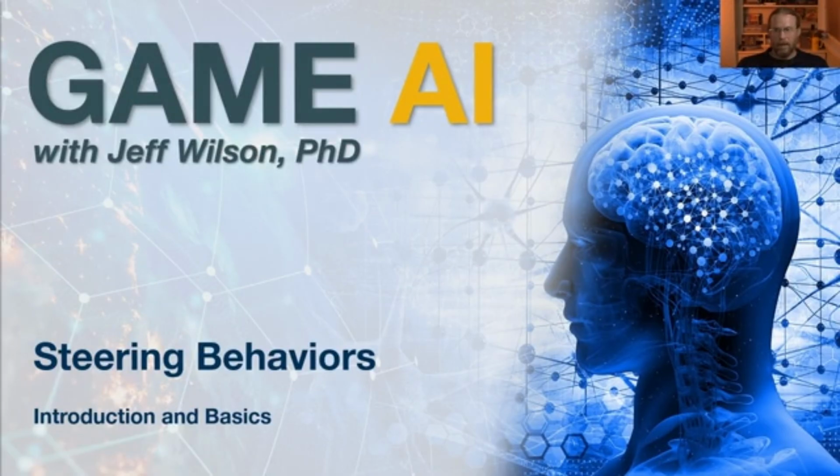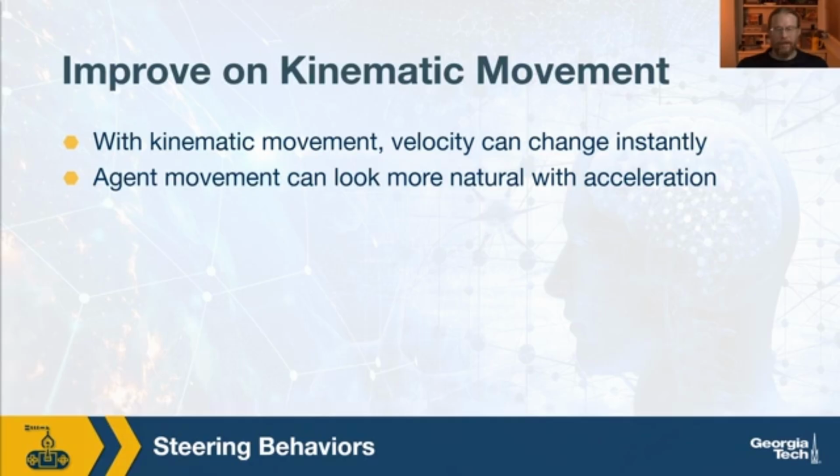All right, so first of all, recall that with the kinematic movement that we've seen previously, we were directly assigning velocities to the agent. So that meant we had these instantaneous changes of velocity. These were effective in accomplishing some sort of character translation through the world, but the actual agent movement did not look natural, and it can look a lot better if we could introduce acceleration. So that's the whole premise of our steering behaviors.